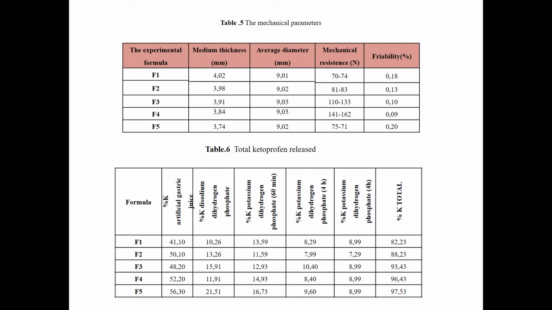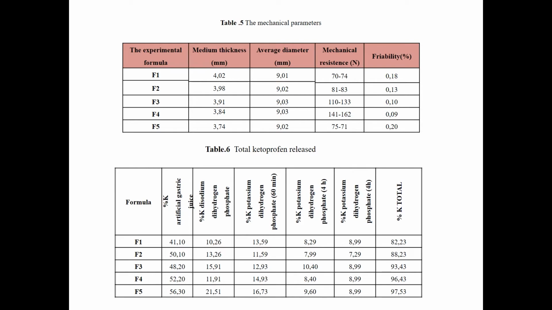In Table 5 are presented the mechanical parameters. The most important are mechanical resistance and friability. For the mechanical resistance, the values range between 17 for the first formula and 74, and for the formula F4, the highest mechanical resistance is between 141 and 162. For the friability, the values range between 0.1 and 0.2.